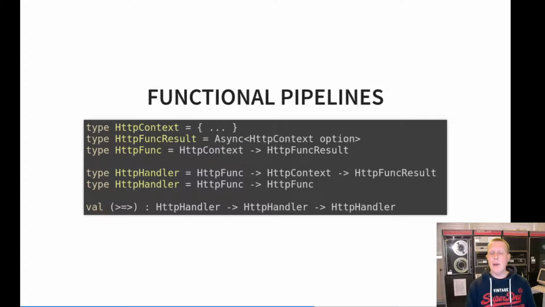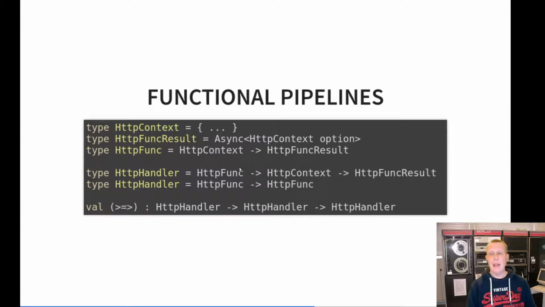And now we're going to define a new type, which is the HTTP handler. And it's actually the same thing as HTTP func, except that we add a new HTTP func at the start. This is the next. This is the continuation that we have. So we're going to get a context, we're going to do everything we do, we're going to produce a result, and then we're going to call this HTTP func with that.